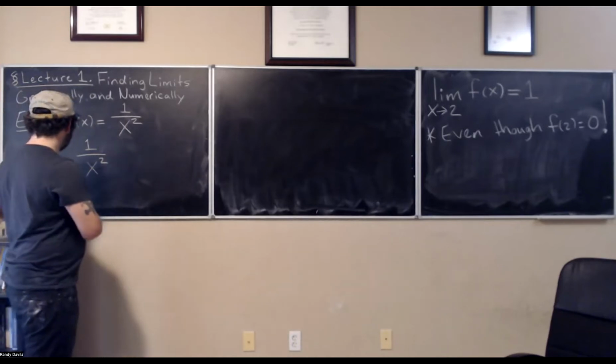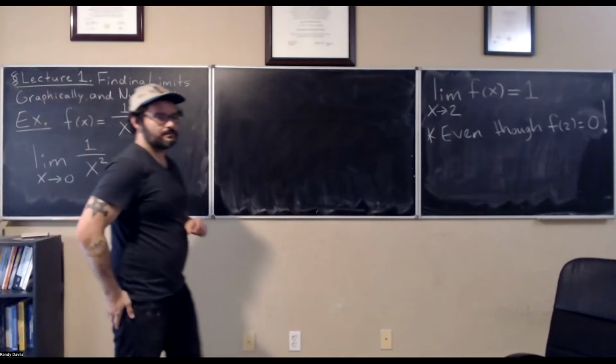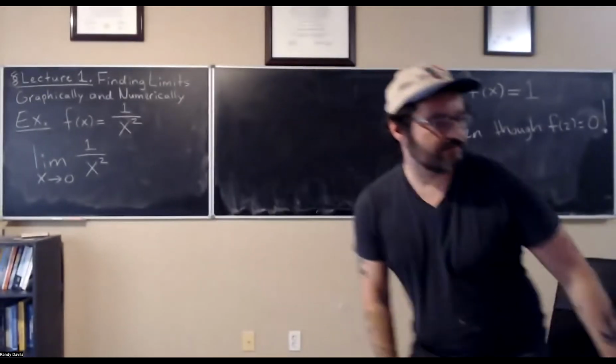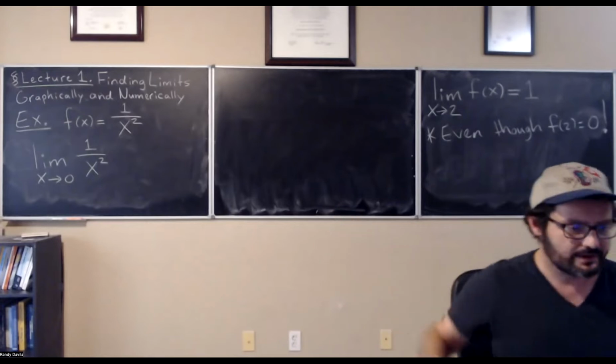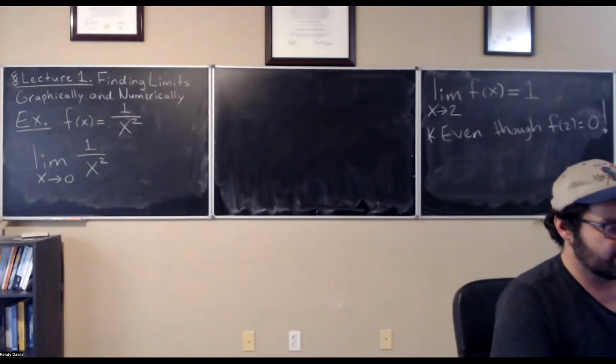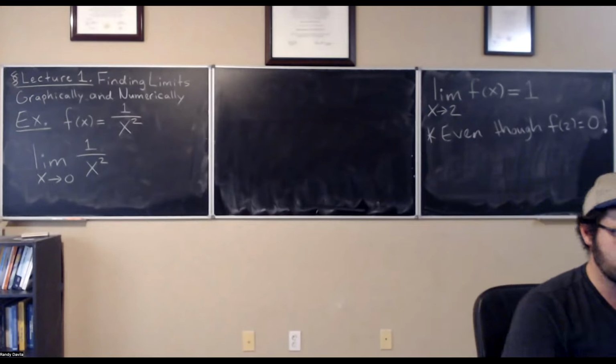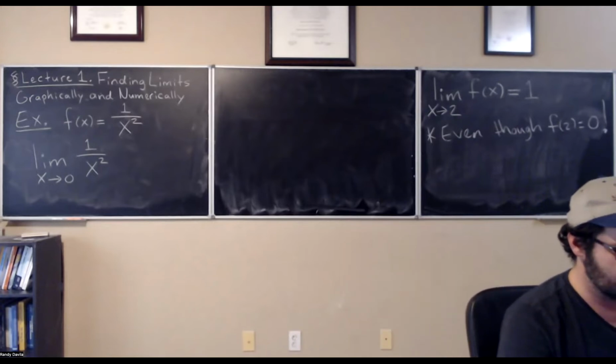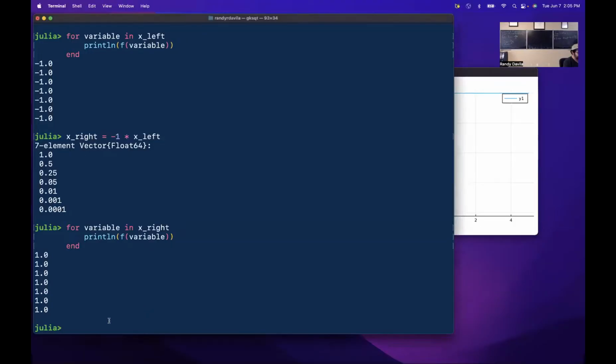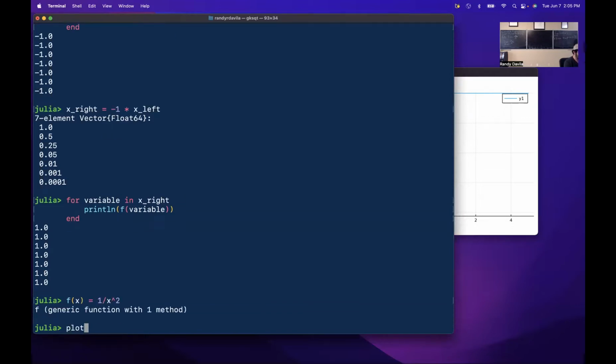I know what this graph looks like immediately, but I'm not sure if all of you do. I wonder if Julia can help us. I actually have no idea what's going to happen when I try to plot that. So let's see. Okay, so f of x equals 1 divided by x squared. Plot f.